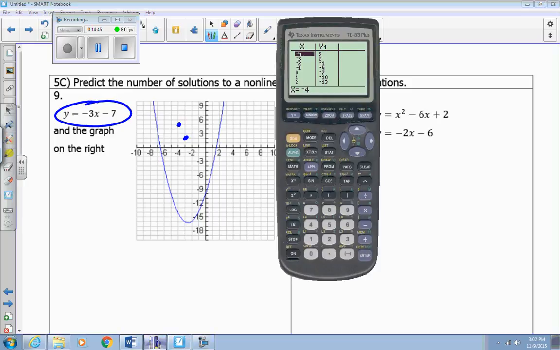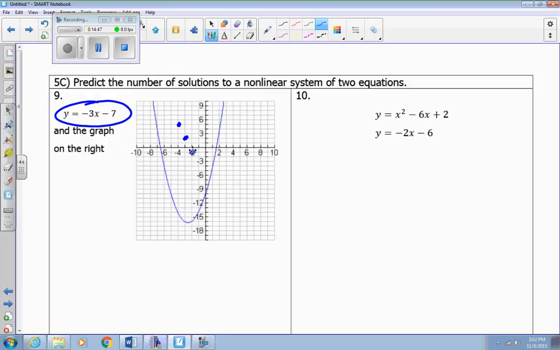Graphing this. Now this is kind of tricky. How many solutions do you see here? Well, you only see one. But you need to think, eventually this is going to keep going up, and this is going to keep going through. So there's going to be 2 solutions.